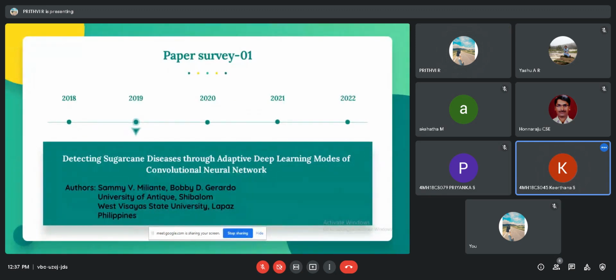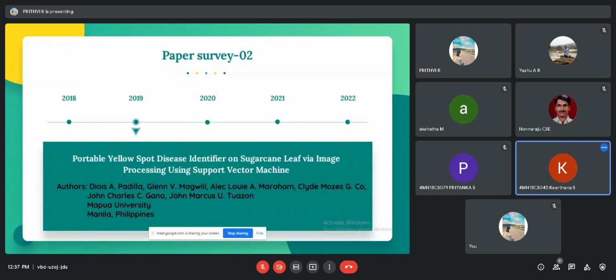In the second paper, Portable Yellow Spot Disease Identifier on Sugarcane Leaf via Image Processing Using Support Vector Machine, the study involves image processing, support vector machine, yellow spot disease, feature extraction, and normalized difference vegetation index. The study aims to develop a portable yellow spot disease identifier on sugarcane leaf. The activities involved are developing a system that captures and displays images of sugarcane leaves and leaves infected by yellow spot using a support vector machine.